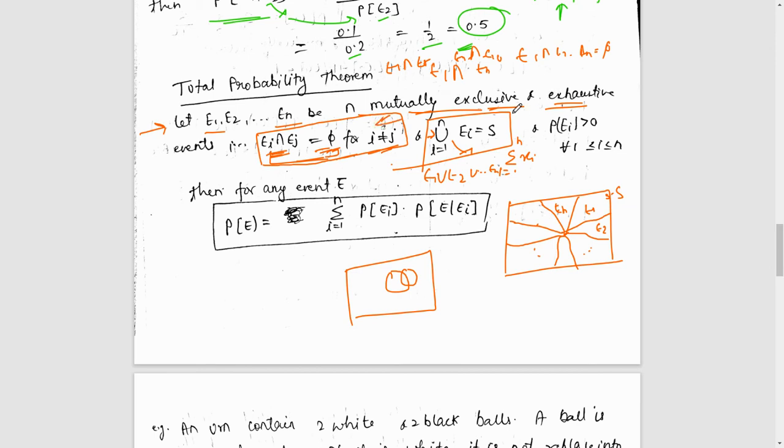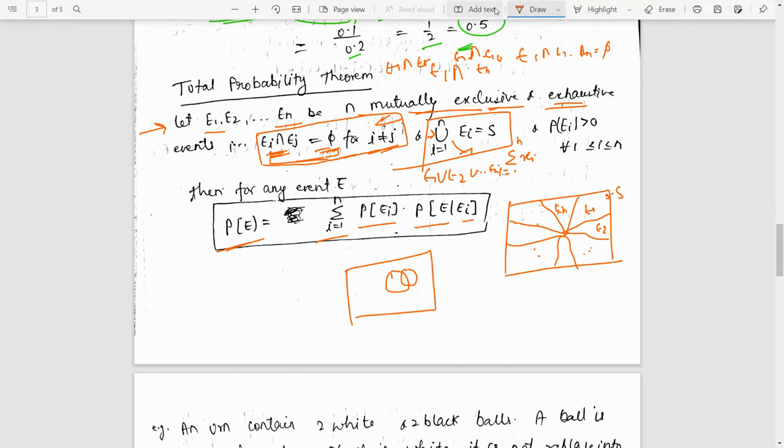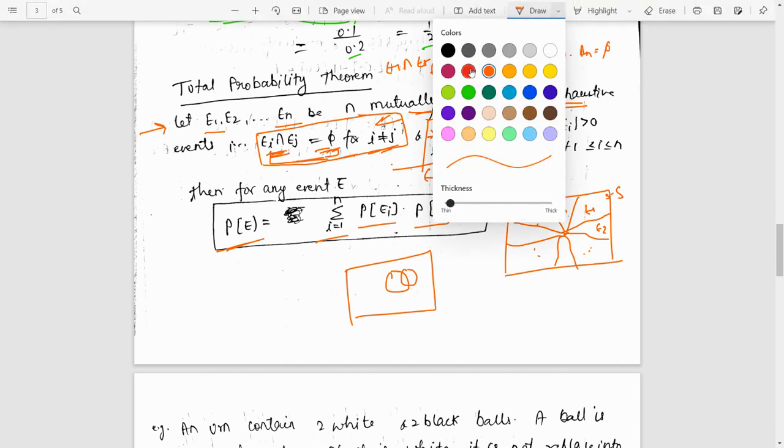Overall, if E1 to En are n mutually exclusive and exhaustive events, represented by these conditions, then the probability of occurrence of any event E is equal to the summation, i from 1 to n, since all the events are included here, of the probability of Ei times the probability of E happening given that Ei has occurred. Written in words this can be difficult, so let me show it this way.